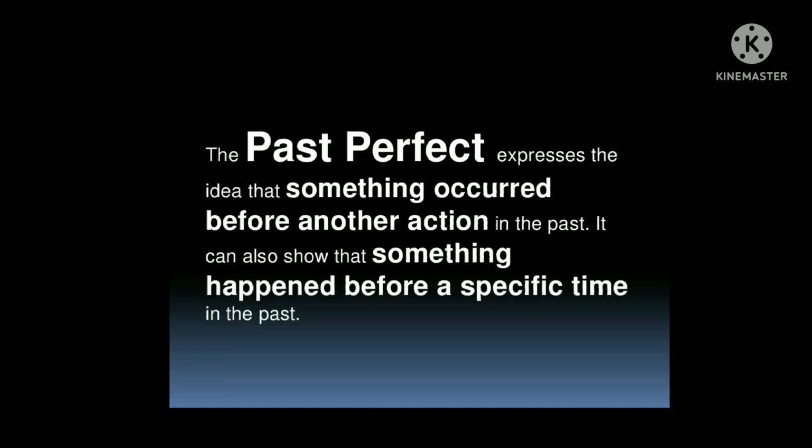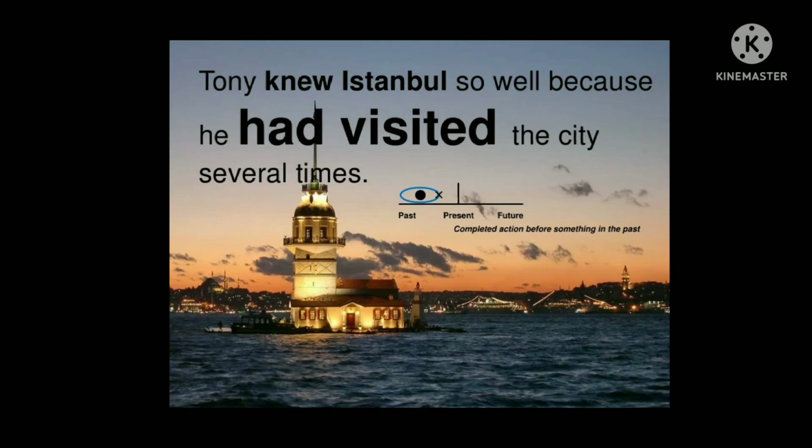The past perfect expresses the idea that something occurred before another action. It means one action happened, and something occurred before that action in the past. It can also show that something happened before a specific time in the past. Tony knew Istanbul so well because he had visited the city several times. Now, how does he know that it is good? Because he had visited the city several times.